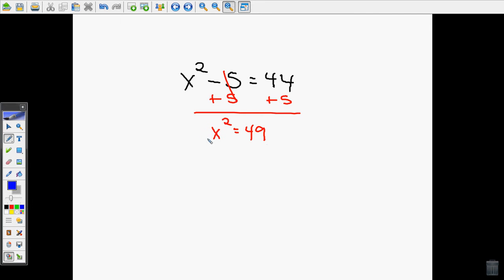So I'm going to do the same thing. I want to solve for x. So I'm going to do the same operation to both sides. So I'm going to take the square root of each side, which gives me x is equal to plus or minus 7, or positive 7 or negative 7.